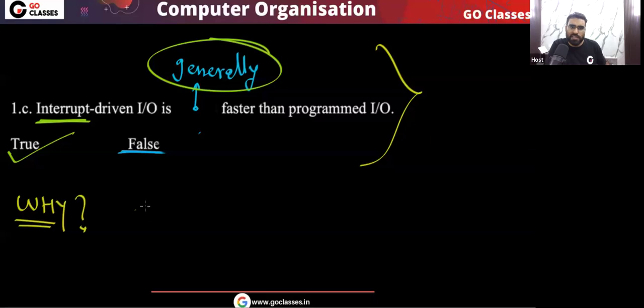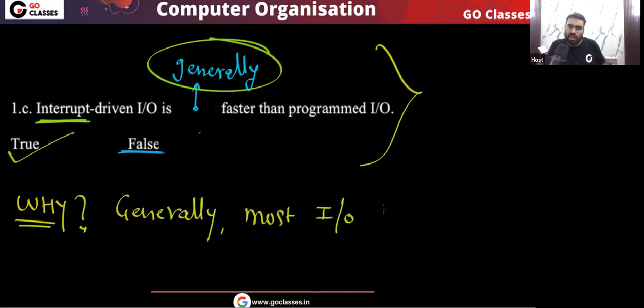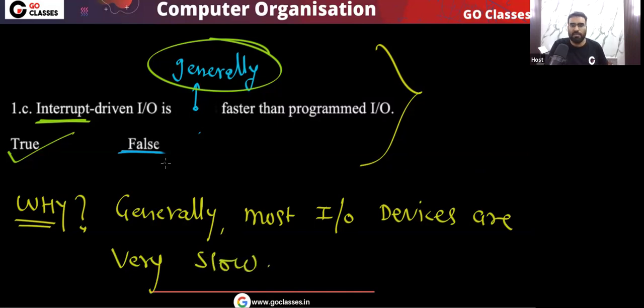Because generally most IO devices are slow. Yes or no? Is this clear? Most IO devices are very slow. Is this clear? Please let me know.